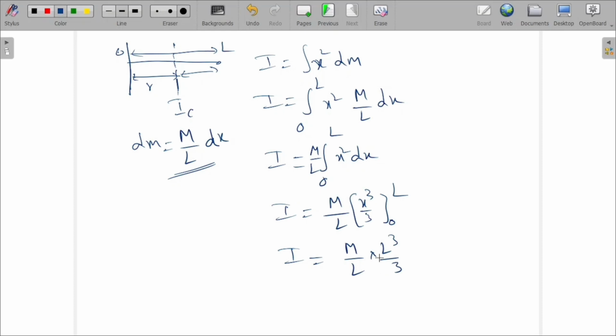Okay, clear? Then what you will get? It will be m L square by 3. So ml square by 3. Got it? From one end to the other end, it will be ml square by 3. Okay, clear? Okay, next.